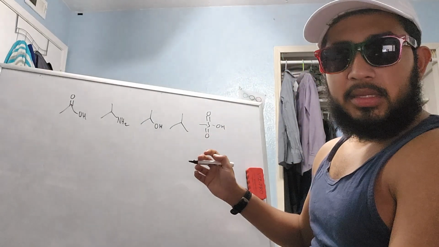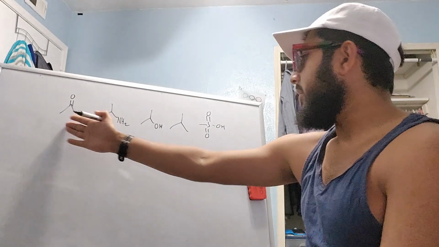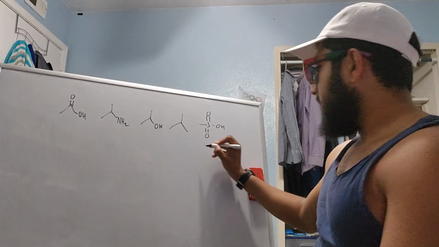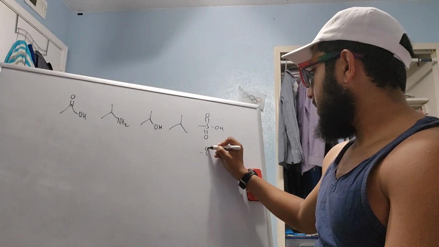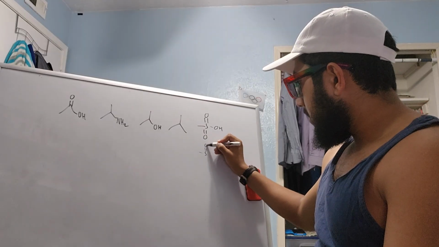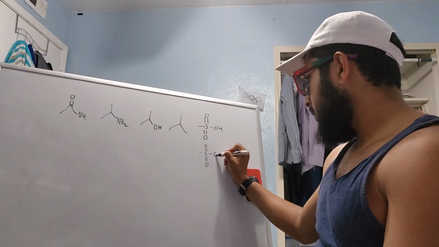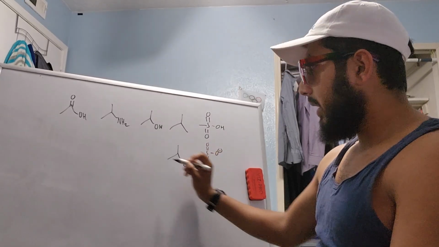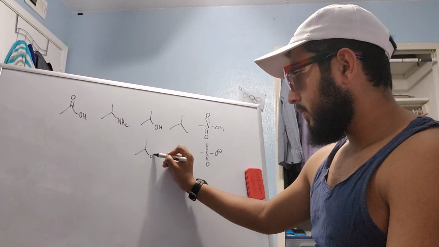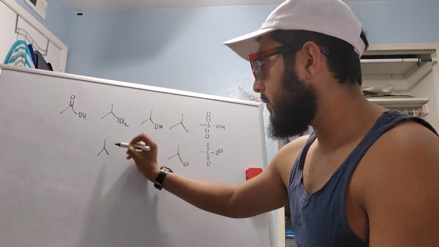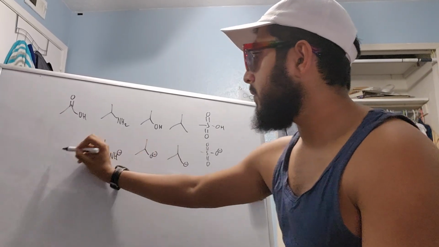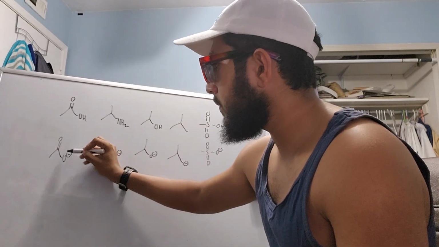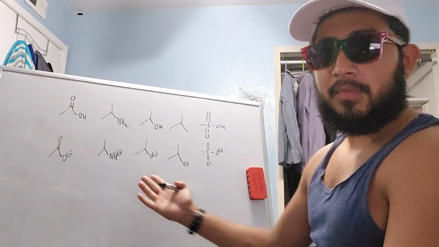So the conjugate base is just going to be the molecule with one less hydrogen and with a negative charge. For example, over here, it would essentially be like that. For this one, it would be that. That is what it would look like.